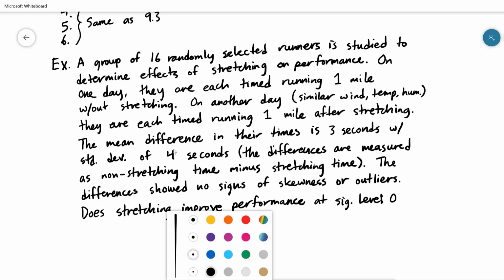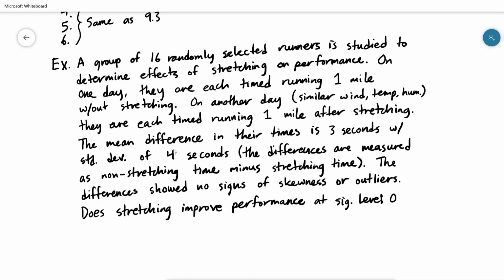Come on, pen. There we go, 0.01. Okay. Whew. Okay, so there is our question.